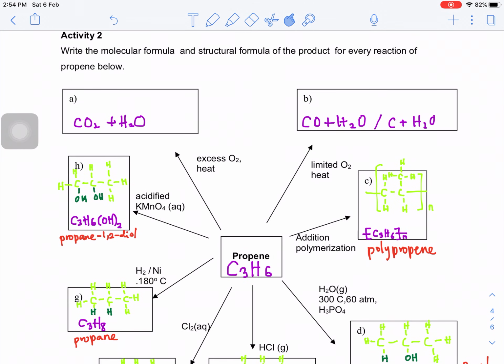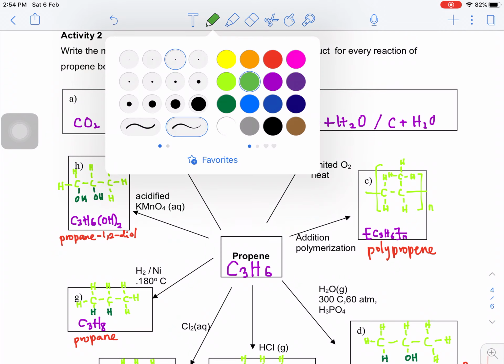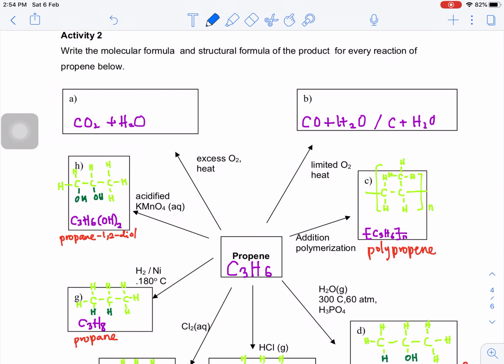Okay. Activity 2, write molecular formula and structural formula for the product for every reaction of propene below. So, kalau you all tengok hari tu, kita dah belajar mostly tentang ethene. So, kat latihan ni kita try propene. Paling-paling ganas pun silibus korang boleh ditanya sampai butene. Tapi butene tu sangat jarang ditanya. So, yang biasa adalah ethene dengan propene.